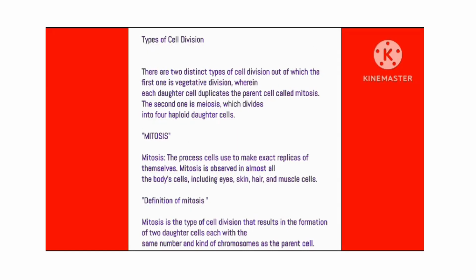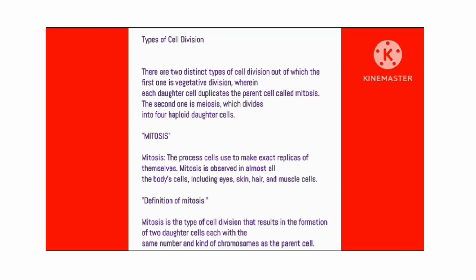Mitosis is the process cells use to make exact replicates of themselves. Mitosis is observed in almost all body cells, including eye, skin, hair, and muscle cells. Definition of mitosis. Mitosis is a type of cell division that results in the formation of two daughter cells, each with the same number and kind of chromosomes as the parent cell.